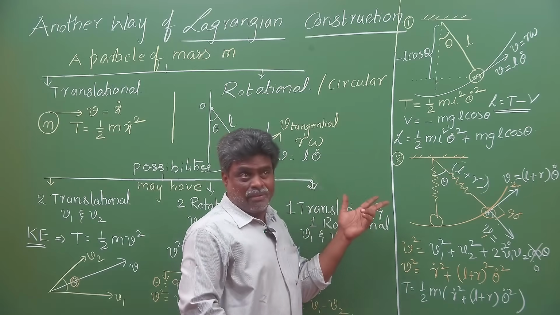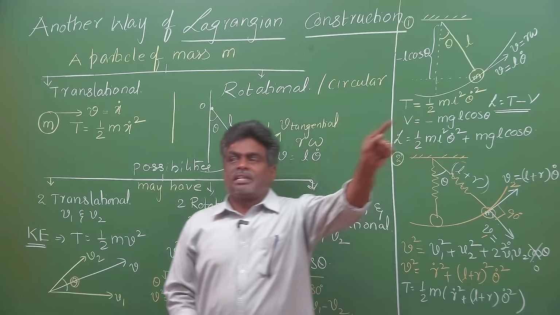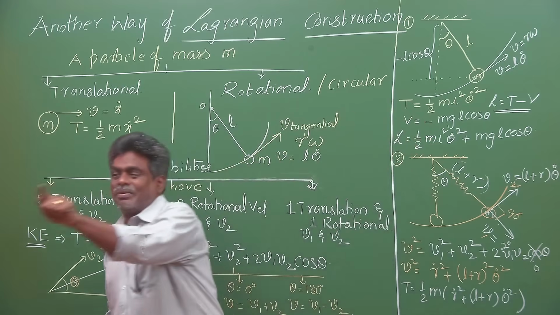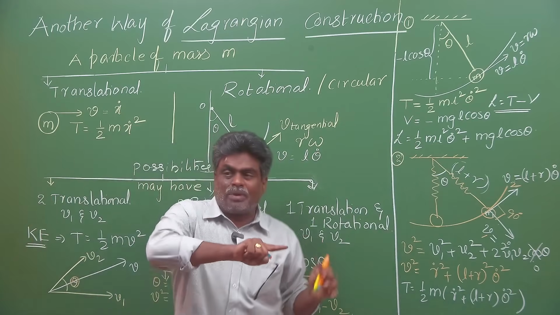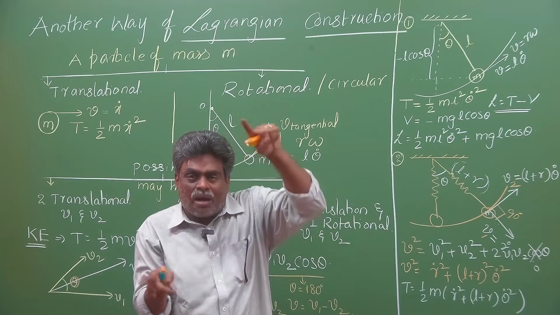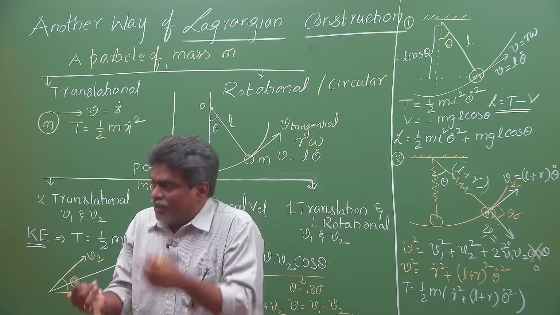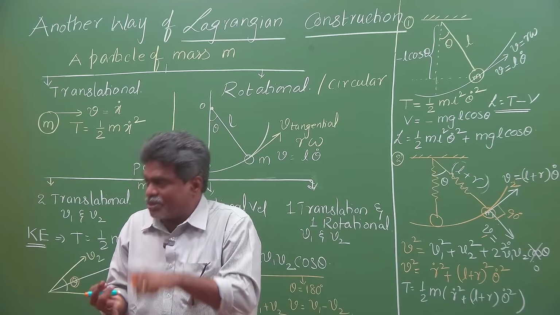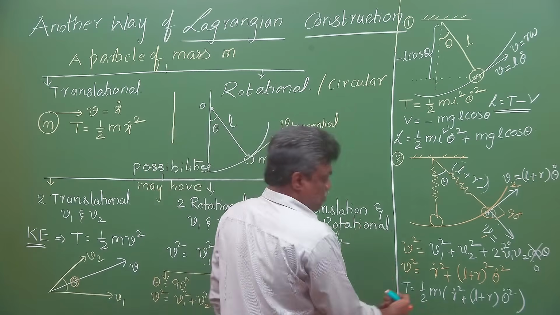What is our method? We are observing how the particle is moving. If it is translational, we are drawing a line for that velocity. If it is circular motion, we are drawing a tangential line. After that, we are checking what is the angle between them. If theta is the angle, the resultant velocity squared equals V1 square plus V2 square plus 2 V1 V2 cos theta. So you got the kinetic energy.